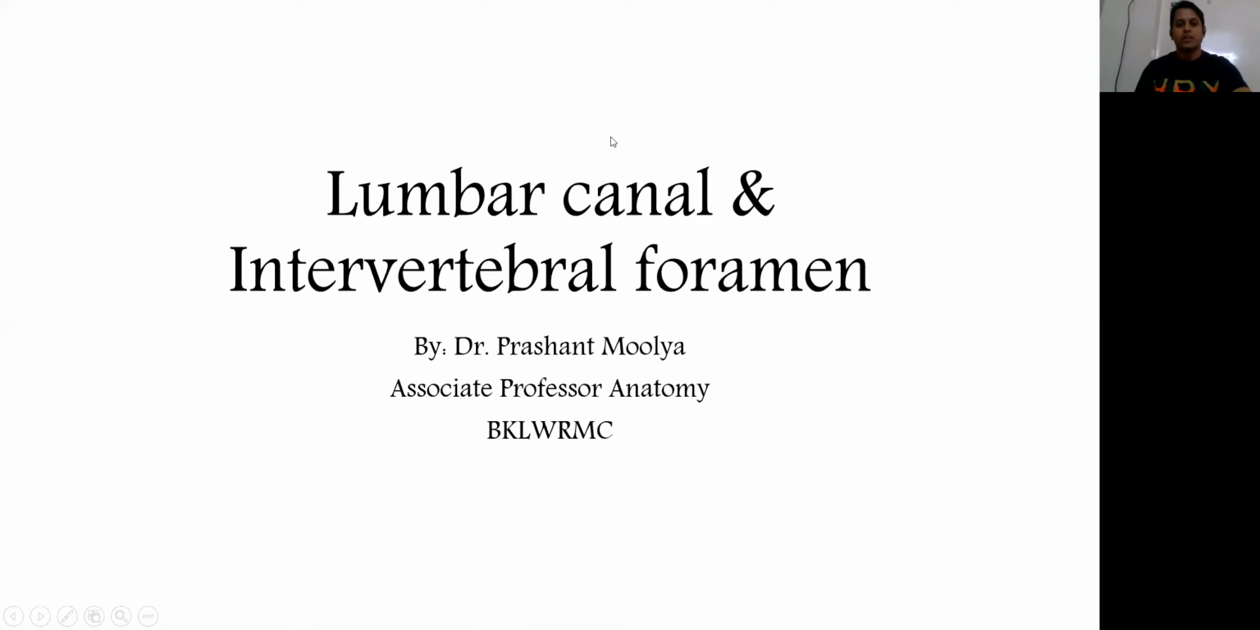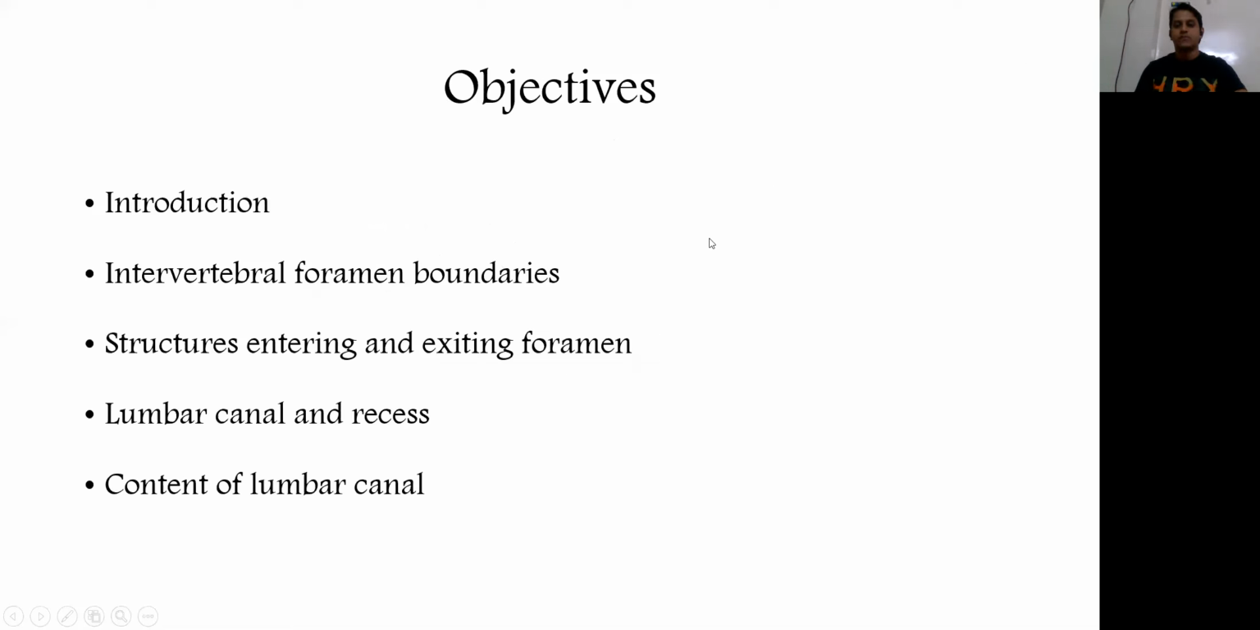I will be speaking on lumbar canal and intervertebral foramen. So the objectives of my today's talk: I will be introducing you to the lumbar vertebra, and I will be speaking mainly on the boundaries of the intervertebral foramen, its structures which are entering and exiting the foramen, the lumbar canal, its recess, and the content of the lumbar canal.